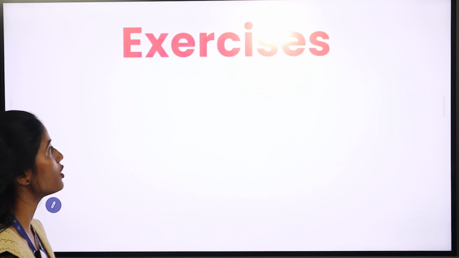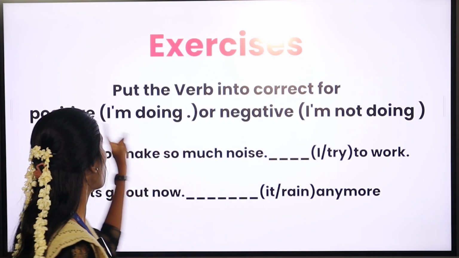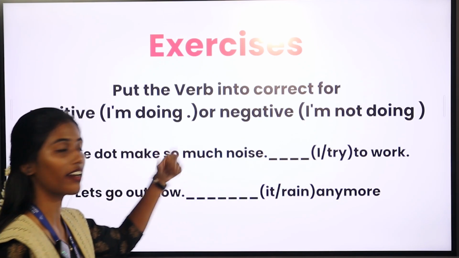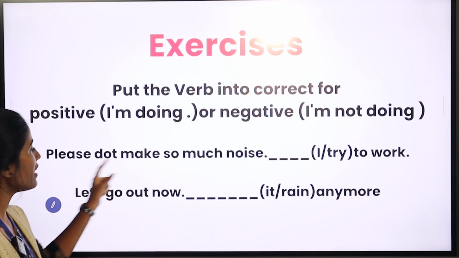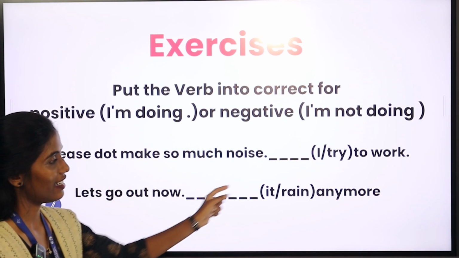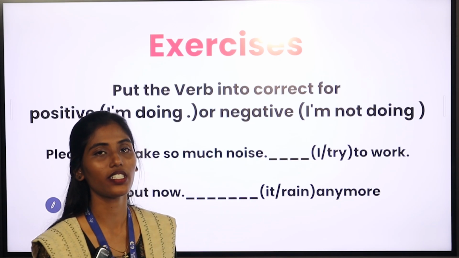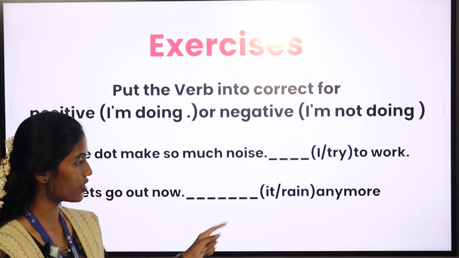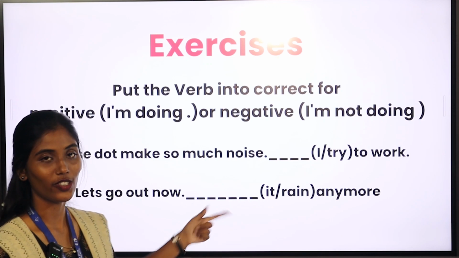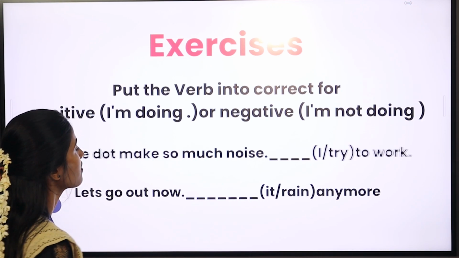And the next exercise you can work on is to put the verb into the correct form, positive I am doing or negative I am not doing. So here are the questions for you. Please don't make so much noise. Dash, I try to work. How will you say it in present continuous? And the next question is, let's go out now. Dash, it rain anymore. Convert into present continuous and comment your answers.